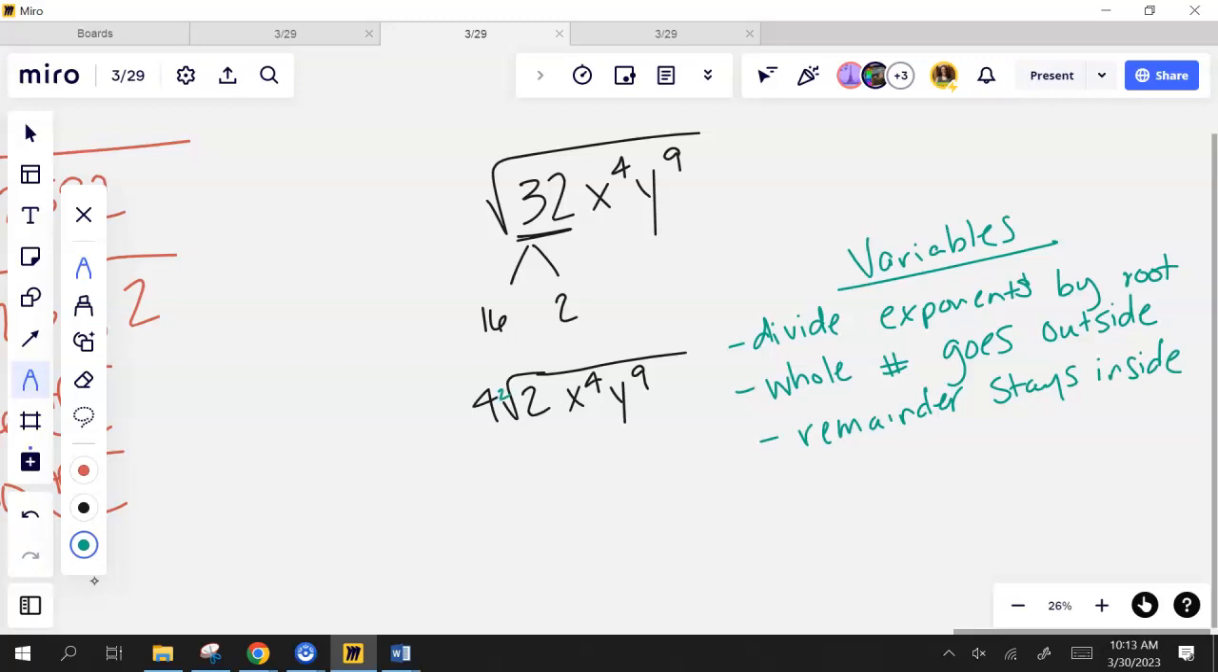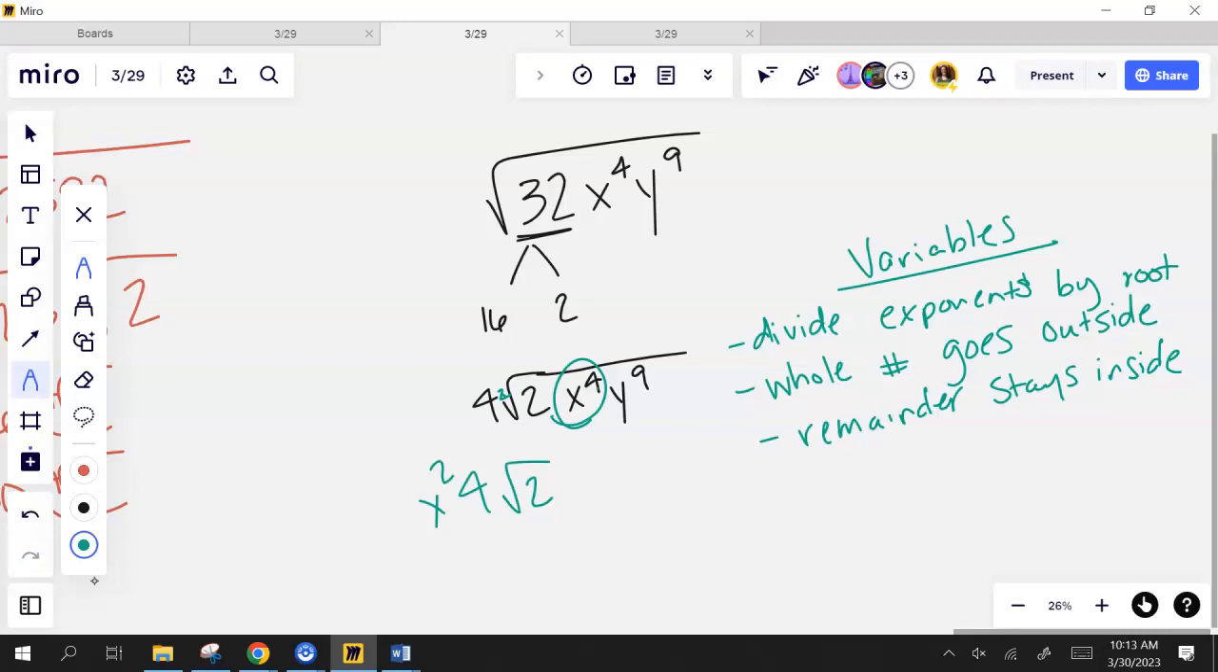In other words, the root here is 2. We all agree with that? All right, so I've got 4 square root 2. Now, if I break this up, 2 goes into 4 how many times? What's 4 divided by 2? 2. So x squared goes on the outside. There's no remainder, so I don't have to worry about it.